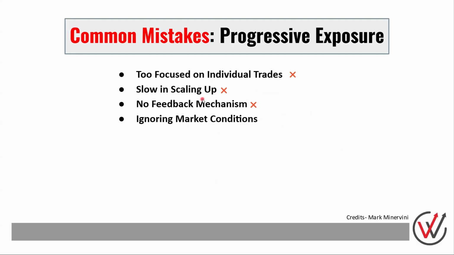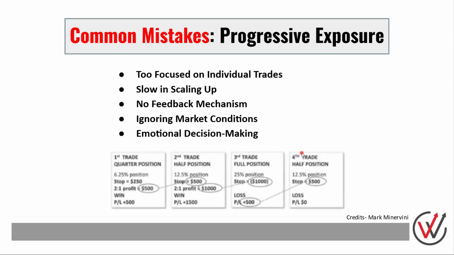I was not slow in scaling up. I had a feedback mechanism and I did not ignore the market conditions. So you can take a note of this, write exactly the opposite of this. I will focus on multiple trades together. I will be fast in scaling up. I will have a feedback mechanism and I will not ignore the market conditions. This is the framework to rightly practice progressive exposure.